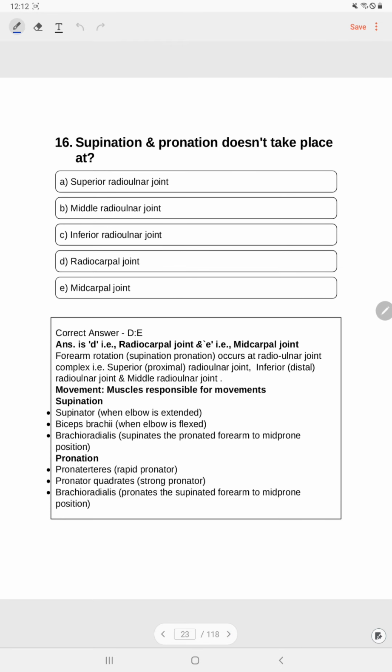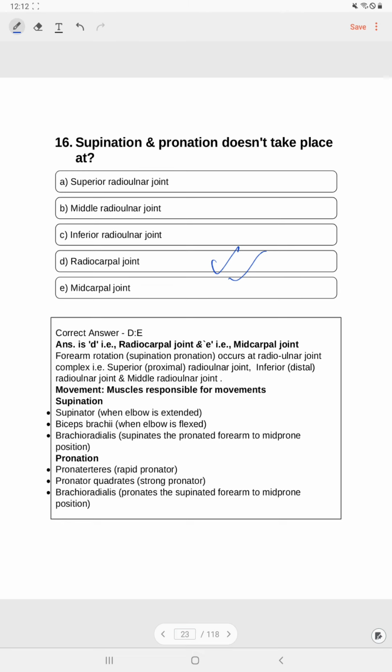Question number 16. Supination and pronation does not take place at which joint: superior radioulnar joint, medial radioulnar joint, inferior radioulnar joint, radiocarpal joint, mid-carpal joint. Correct answer is D and E. Radiocarpal joint and mid-carpal joint.